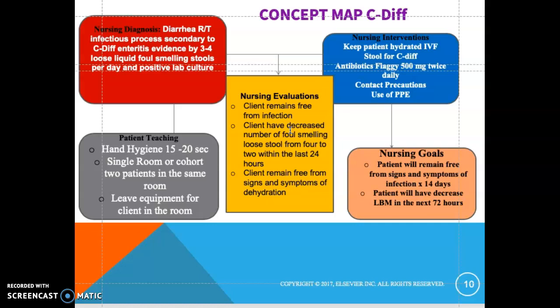So it's critical that you know and are familiar with how to formulate a NANDA nursing diagnosis. Also, how to set SMART goals. We know there are long-term goals, short-term goals, and intermediate goals. How you set a goal, your goals have to be SMART. They have to be time framed, measurable, and obtainable.